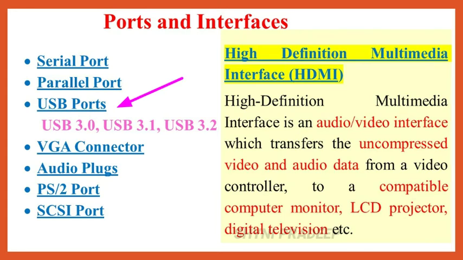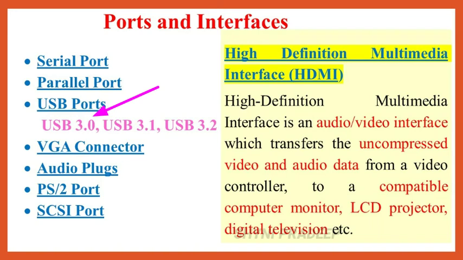Next, USB ports. It is used to connect external devices like cameras, scanners, mobile phones, external hard disks and printers to the computer. What is the full form of USB? Universal Serial Bus. See this picture. These are the USB connections. Okay. It has many versions: USB 3.0, USB 3.1 and USB 3.2.